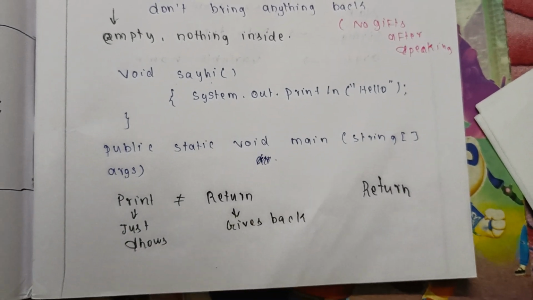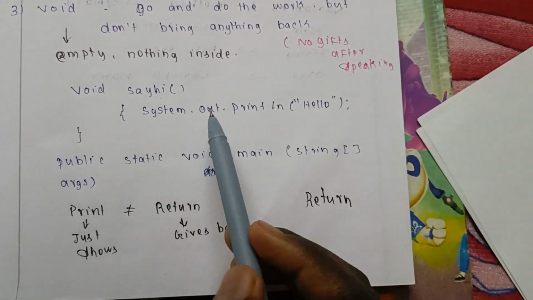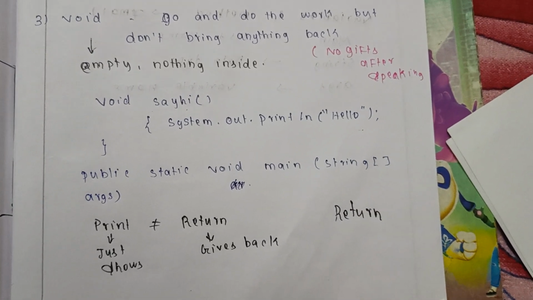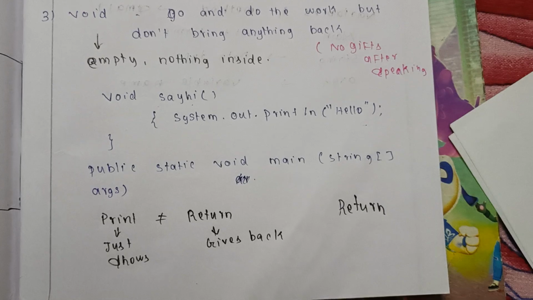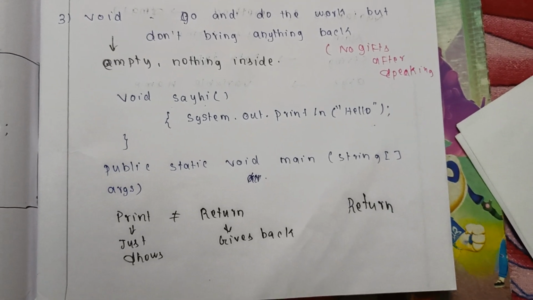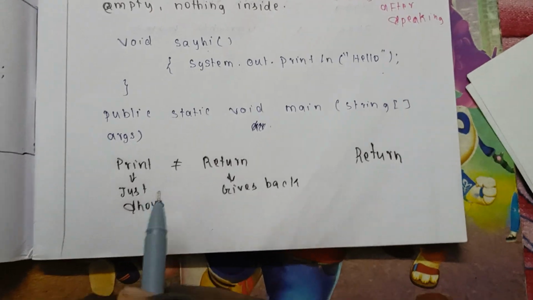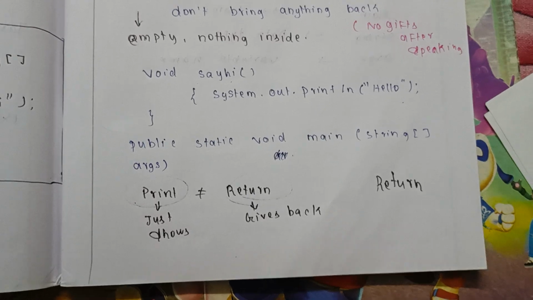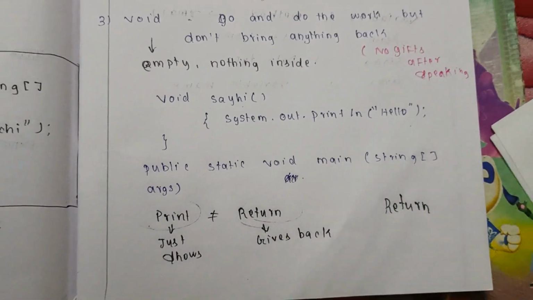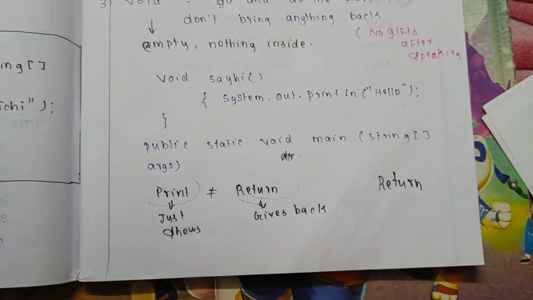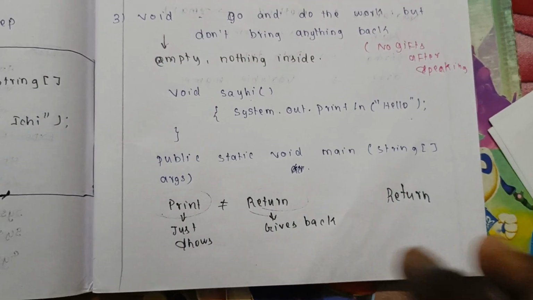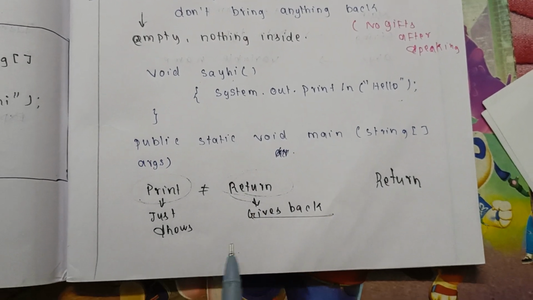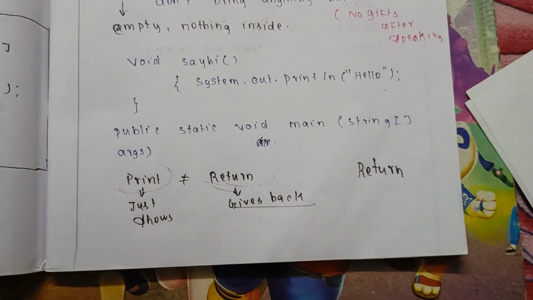Many people think that if you are printing hello, it is giving something, so how can it be void, since void should not give anything. But remember that print is one thing and return is a different thing. Print is just showing what we have written: if we write hello it will show hello, if we write hi it will show hi, displayed on our screen. If it is returned, it means giving back. So print and return are different.